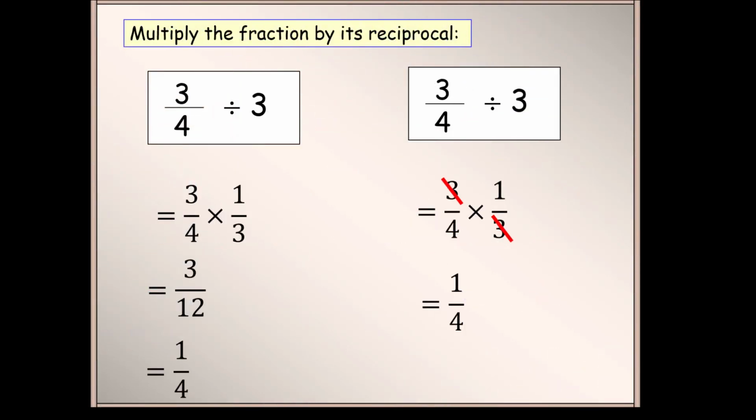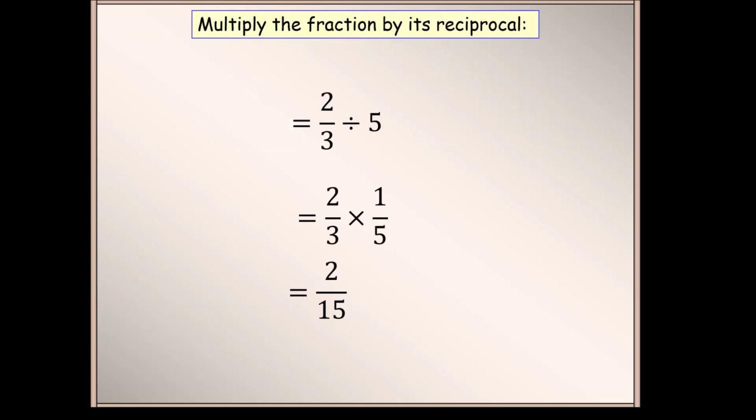Let's apply this again. So 3/4 divided by 3 is the same as 3/4 multiplied by a third. And that is 3/12, and that's a quarter. Look on the right side. Instead of multiplying the numerators and denominators, why don't we just cancel the 3's? We skip a step, 1/4. What about this one? 2/3 divided by 5 is the same as 2/3 multiplied by a fifth. Now we cannot cancel anything, so we multiply the numerators and the denominators.